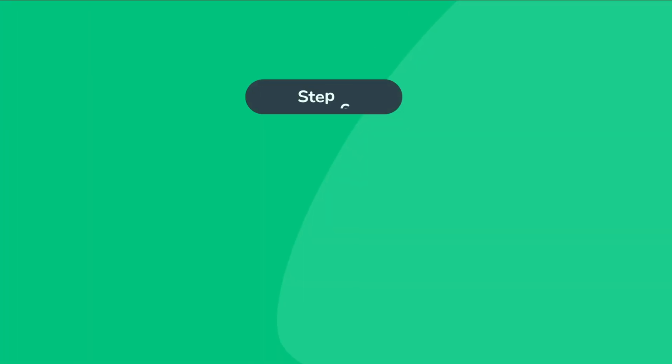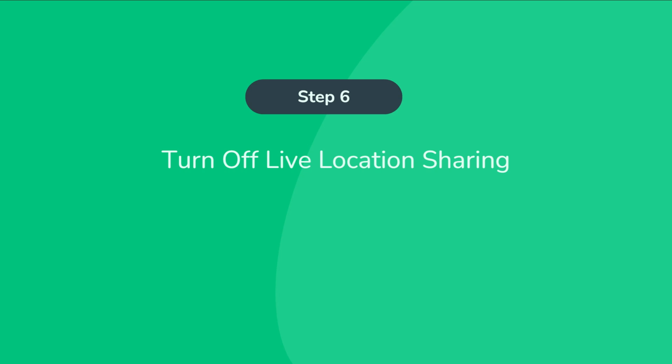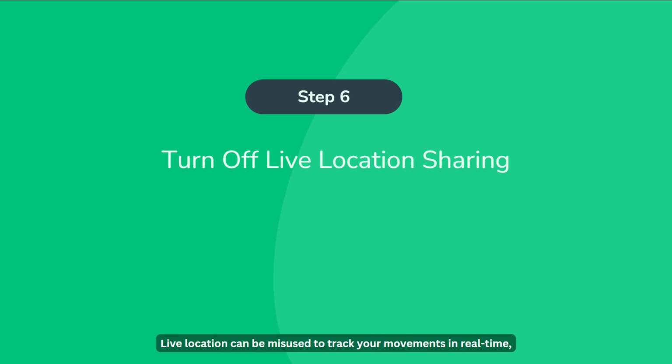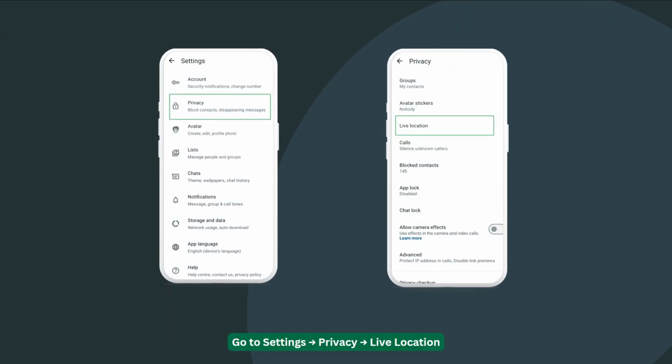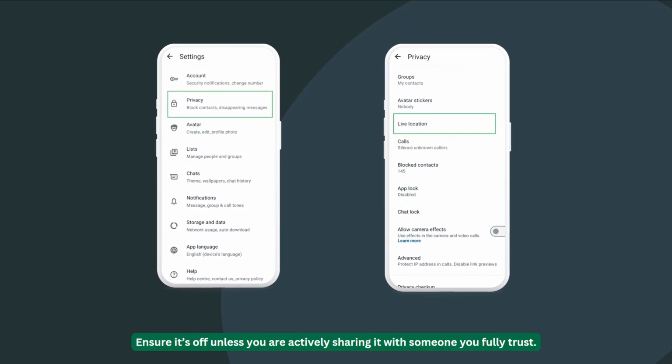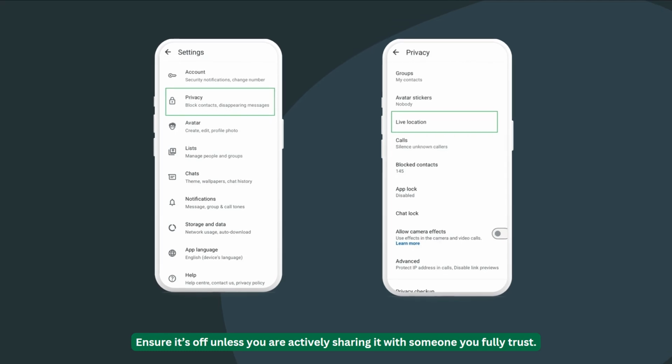Step 6. Turn off live location sharing. Live location can be misused to track your movements in real time, making you vulnerable to stalking or physical tracking. Go to Settings, Privacy, Live Location. Ensure it's off unless you are actively sharing it with someone you fully trust.